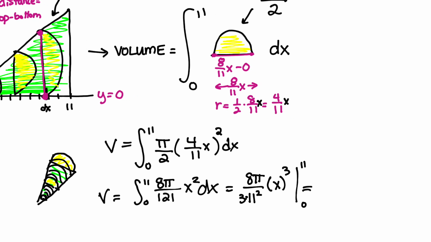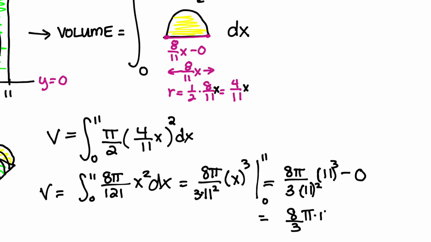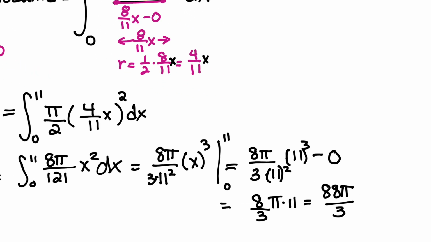And so then I'm going to be smart about this. That's going to give me 8 pi over, and stop me, Brandon, or anybody, if I'm messing up here, Jenna, anybody, 11 cubed, 11 squared, minus 0. 8/3 pi times 11. Lily, did you get 88 pi over 3? Cubic.